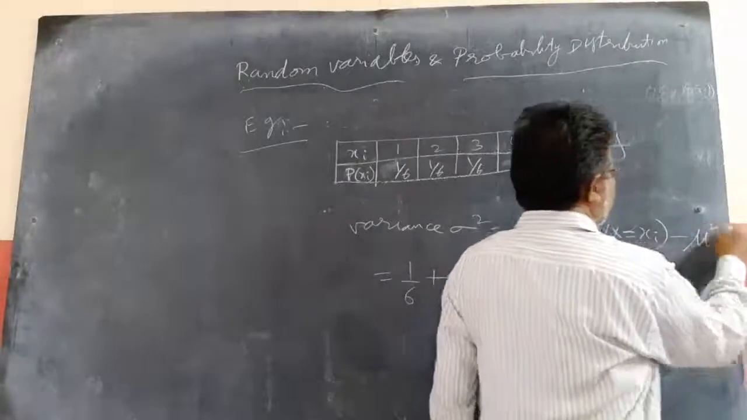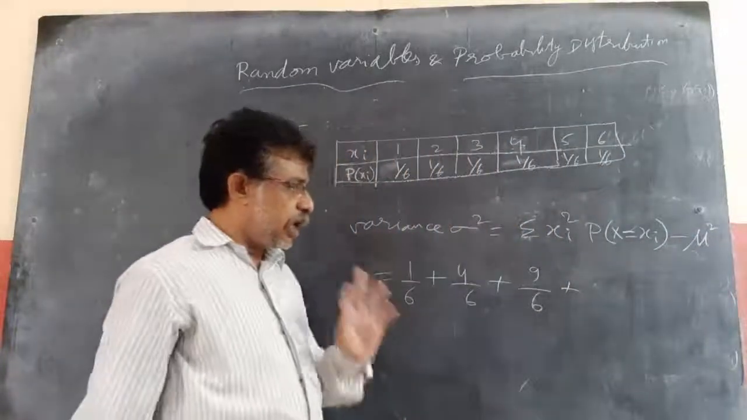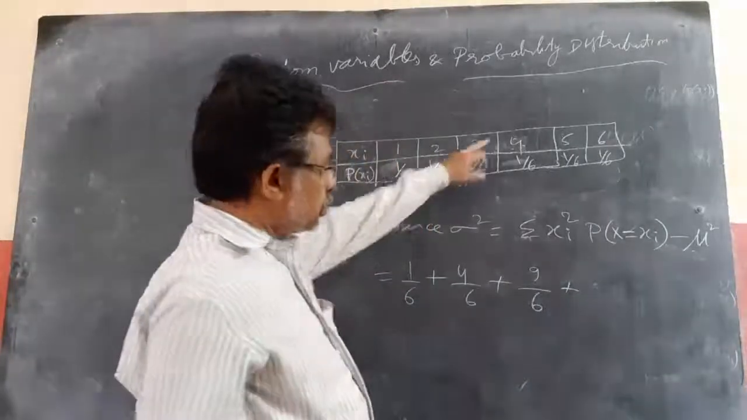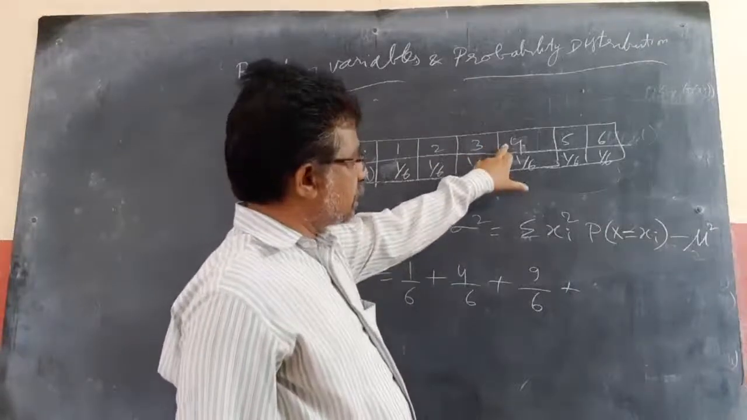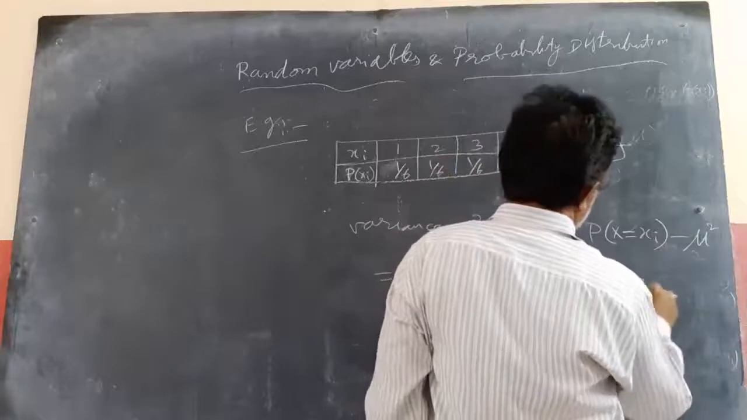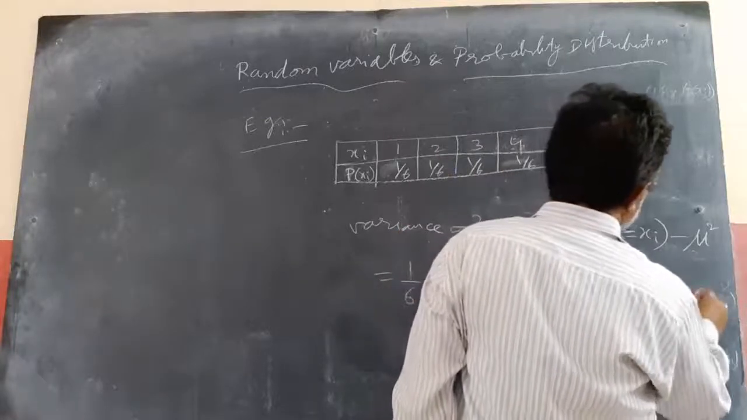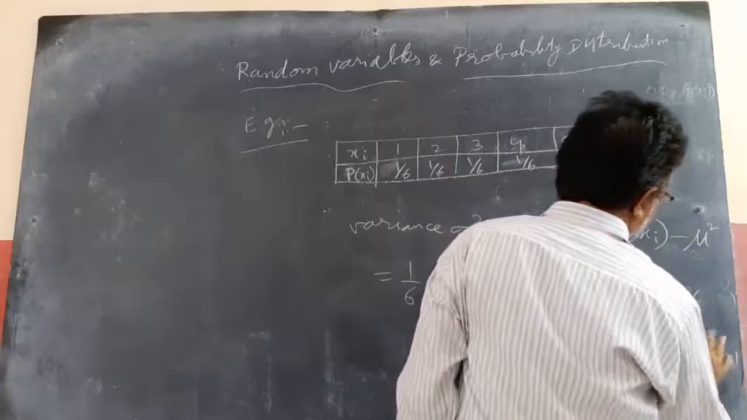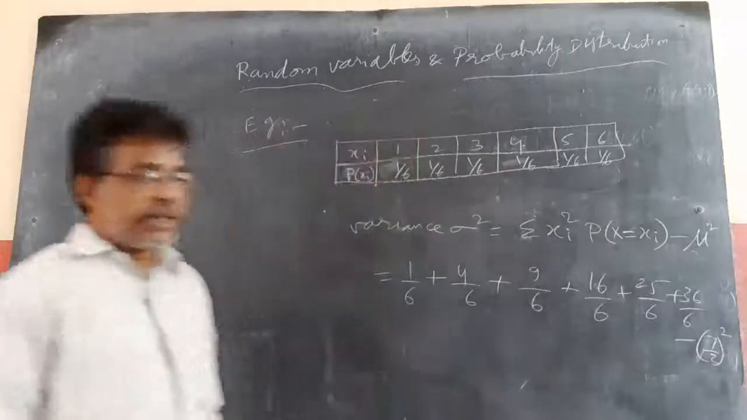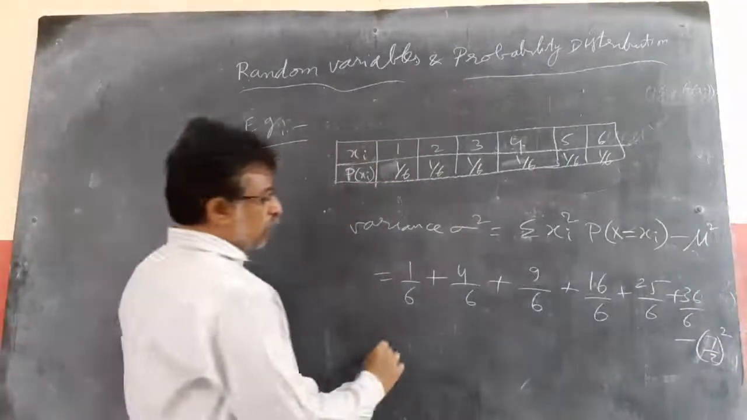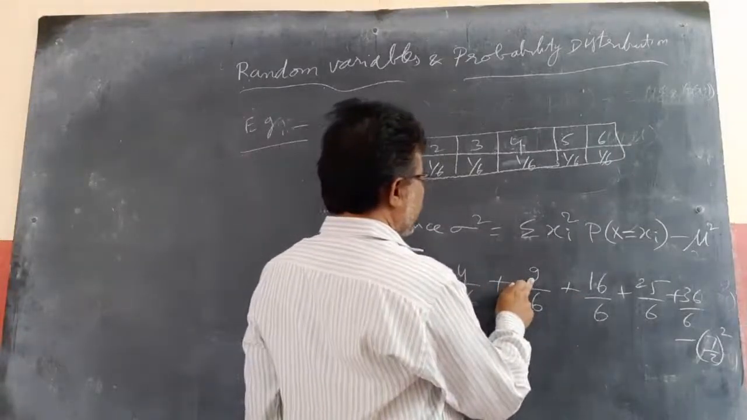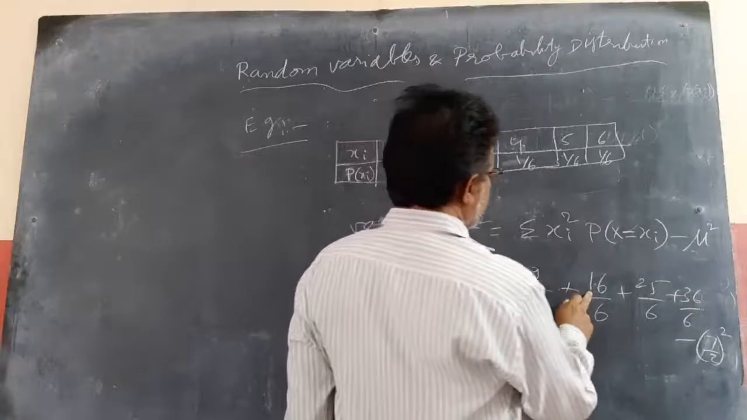Minus mu square. This is the variance we learned. So I am doing sigma xi square into P of xi first. So 3 square, 9 into 1 by 6, 9 by 6. 4 square, 16 into 1 by 6, 16 by 6. 25 by 6, 36 by 6. Minus mu square. Mu we got as 7 by 2, so 7 by 2 whole square. This is equal to, LCM of all is again 6. So 9 plus 1 is 10, 10 plus 4 is 14, 14 plus 16 is 30.